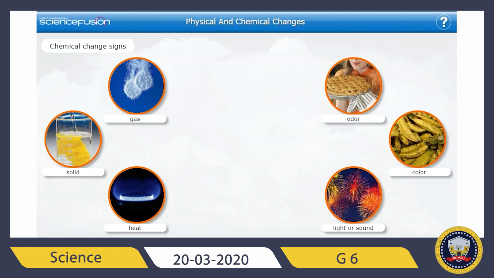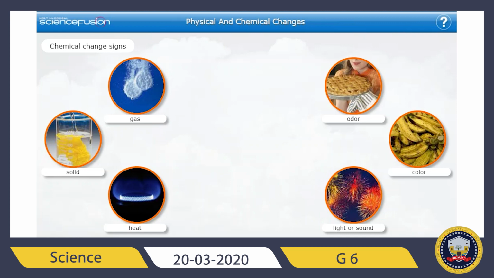Water will still be water, and we can reverse this process as a result of change of state. But in chemical changes we can't reverse the process, and we can't have the same substance we had at the beginning of this change. There is a chemical reaction happening in chemical changes.